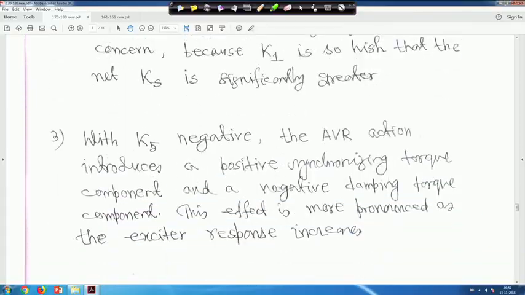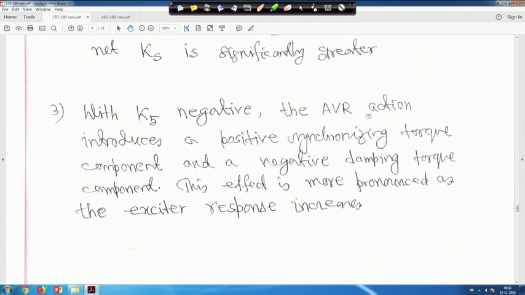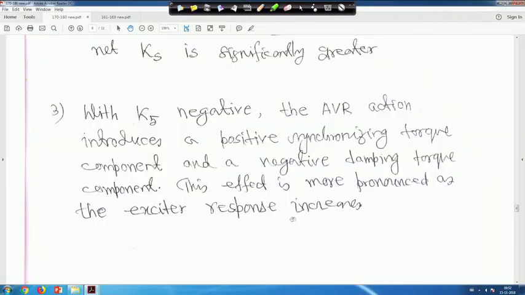Now, with K phi negative, the AVR action introduces a positive synchronizing torque, which we have seen for K phi equal to minus 0.12, and a negative damping torque component, which we have also just seen. This effect is more pronounced as the exciter response increases, but the details cannot be covered in this video course or even in a regular classroom course, because it involves a huge computation and takes time.